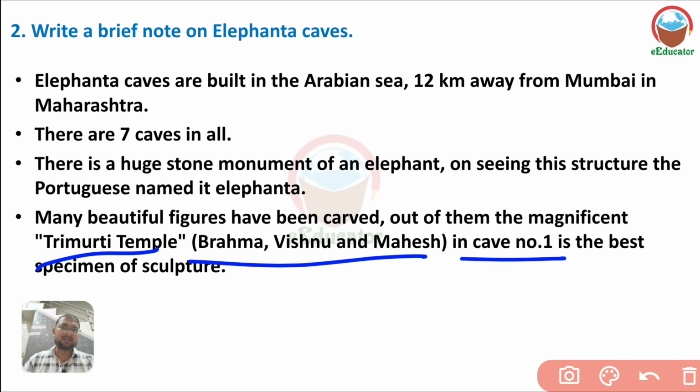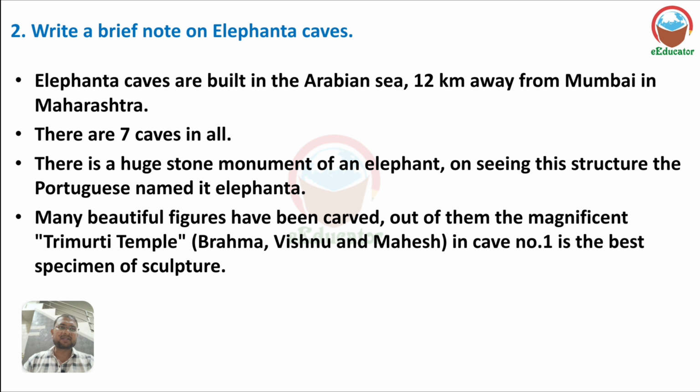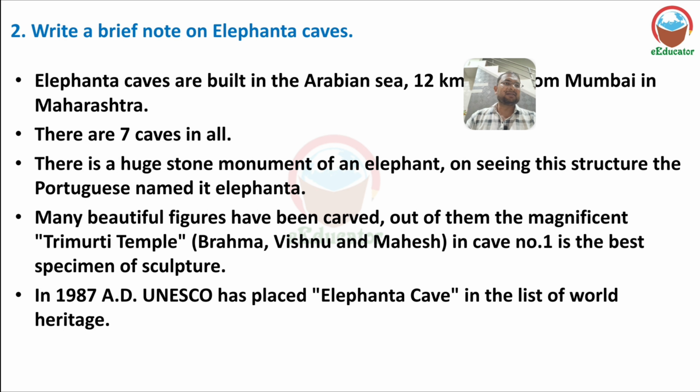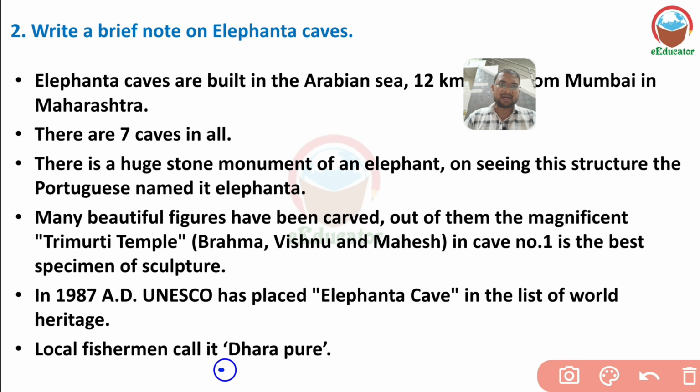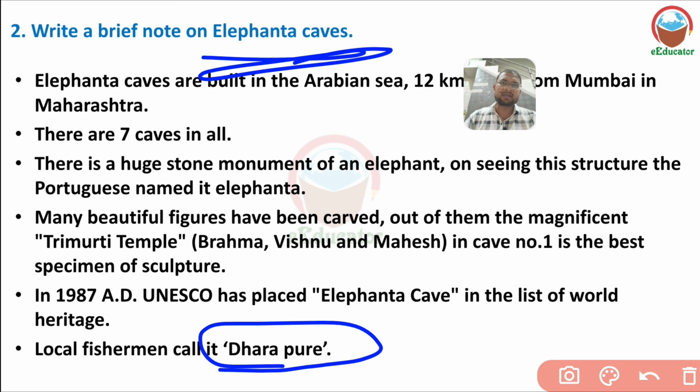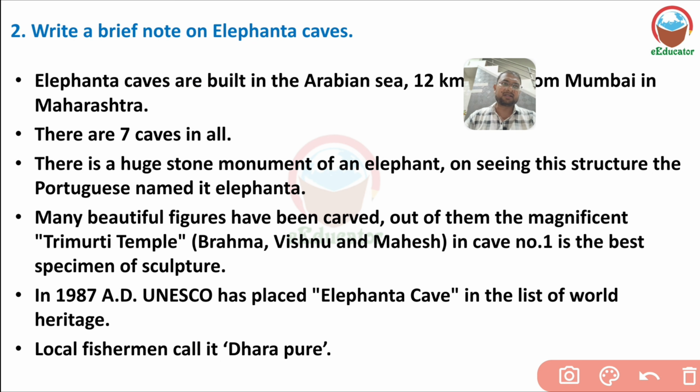Cave number 1 is the best specimen of sculpture in the Elephanta caves. In 1987, UNESCO placed the Elephanta caves in the list of World Heritage sites. Local fishermen call it Dharapuri.